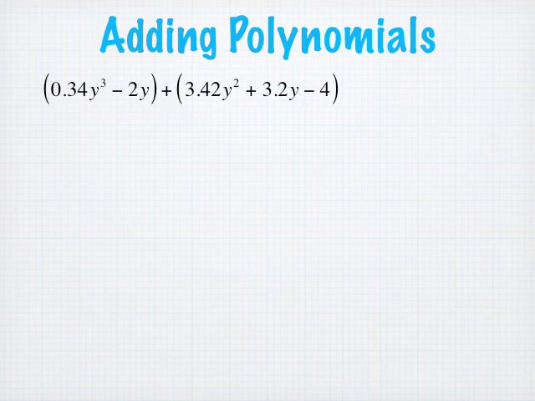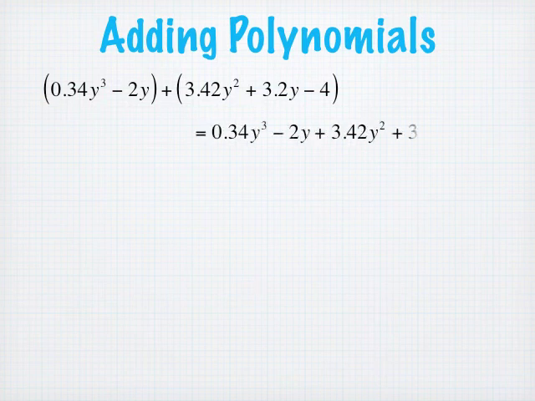Okay, this last one, don't let the decimals throw you off, and you may not clear these decimals. Remember, you can only clear fractions and decimals if you have an equation, if you have an equal sign, if you have two sides that you're doing the same thing to. We only have one side, so we cannot clear these fractions. So this is 0.34y cubed minus 2y plus 3.42y squared plus 3.2y minus 4.